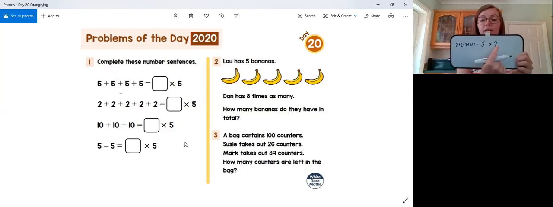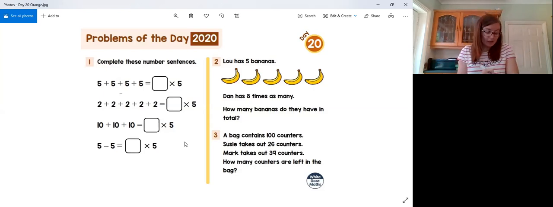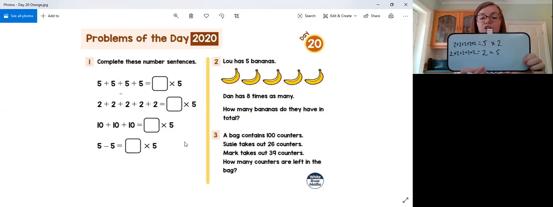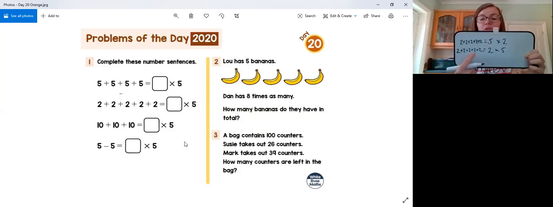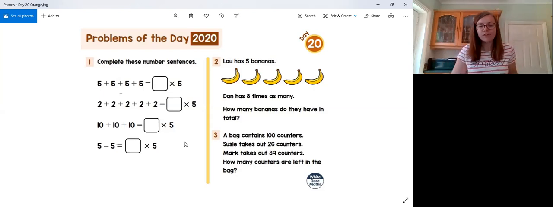Now the other thing that we know about multiplication is it can be done in either order. It doesn't matter which way round the numbers go in multiplication. So in this case, the missing number is a 2 because we have 5 lots of 2 or 2 lots of 5. Again, you could check it. 2 plus 2 is 4, plus 2 is 6, plus 2 is 8, plus 2 is 10. 2 lots of 5, 5, 10. So the first missing number was 4. The second missing number was 2.